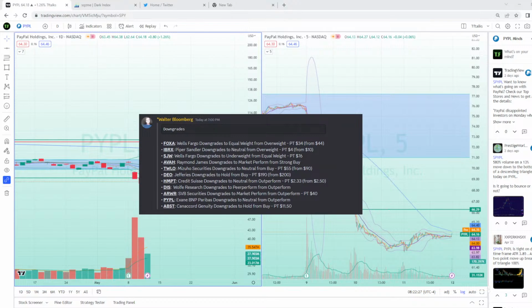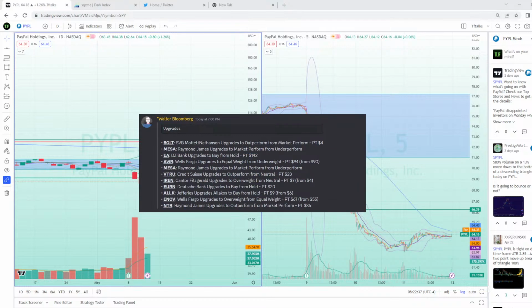PayPal's those for the downgrades. Let me check with an upgrade. So the upgrades, normally we see a big bullish. Sometimes it gives a lot of day trade opportunities.